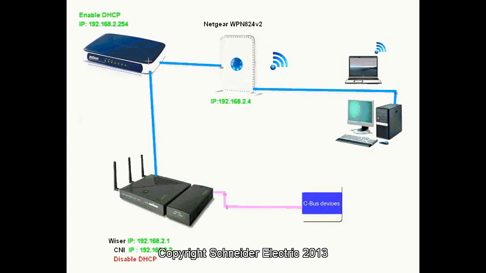This could be a typical setup at home, basically having an ADSL modem and some sort of wireless router, with wireless devices and wired devices attached to the modem, and also a connection from your ADSL modem to your Wiser home control.